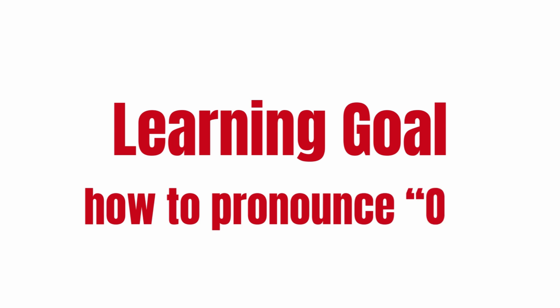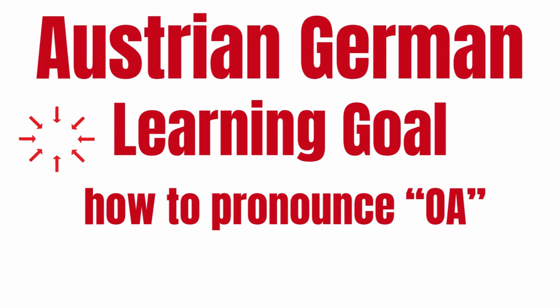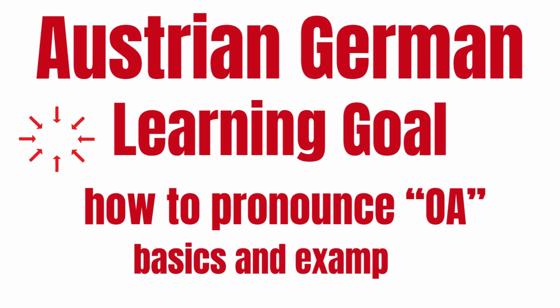The learning goal of this tutorial is to learn how to pronounce OA in Austrian German. We'll start with the basics and then we are going to take a look at some examples. Let's start with the pronunciation.